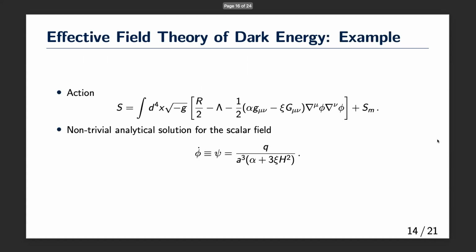Let me give you an example of this mapping. Consider this model here. This is a Horndeski model. It means that it has at most equations of motion at second order, so no higher derivatives that might lead to some instabilities. And this example is nice for what I'll show you in a second, because we have a non-trivial analytical solution for the scalar field. You get this, where Q is an integration constant and alpha and zeta are the parameters of the action.